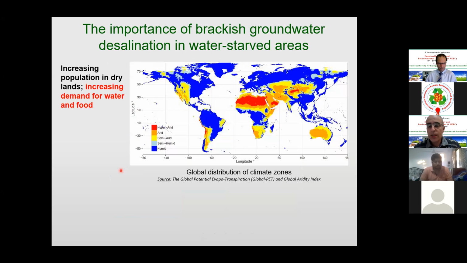Now, if we look at the global distribution of climate zones, we can see a large fraction of arid and semi-arid regions globally. So by that, we can understand the importance of brackish groundwater desalination globally.